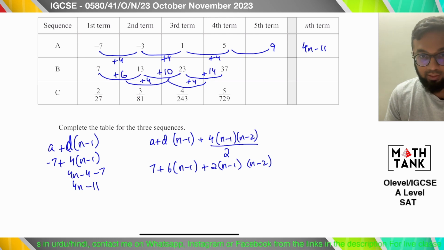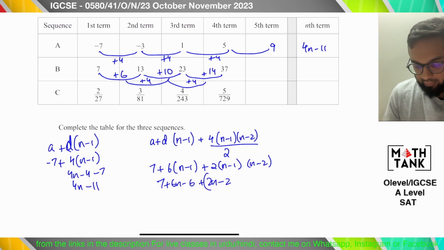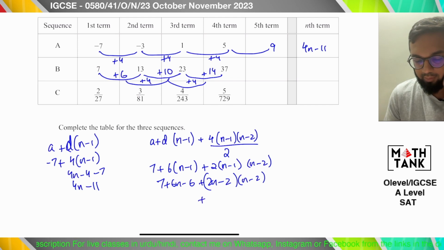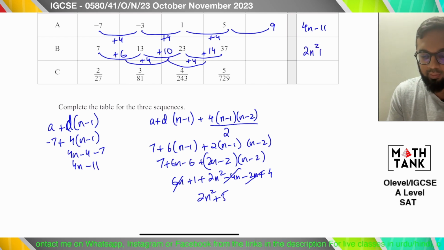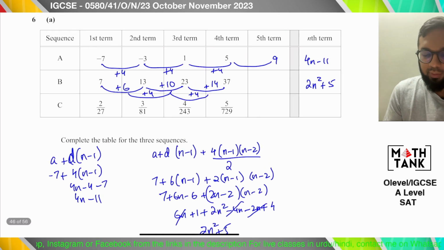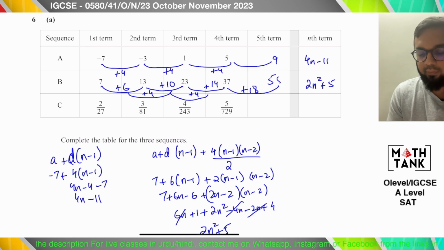Okay, let's see. 7 plus 6n minus 6 plus 2 times n minus 1 into n minus 2, which is 2n squared minus 4n minus 2n plus 4. So I think 6n is cancelling out, 2n squared plus 5. Okay, I haven't calculated that. This should come out as plus 18. So it's 37 plus 18 is 55.